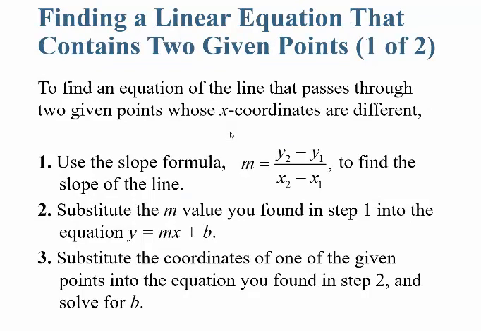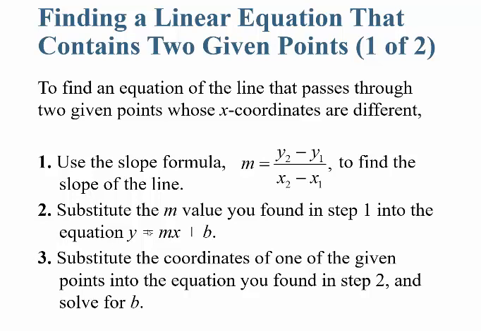All right, so finding a linear equation that contains 2 given points. To find the equation of a line that passes through 2 given points whose x coordinates are different, because if their x coordinates are the same, it's just a vertical line, you use the slope formula. The m is equal to y2 minus y1 divided by x2 minus x1. So the first thing you do is find the slope of the line. Always, always, always.